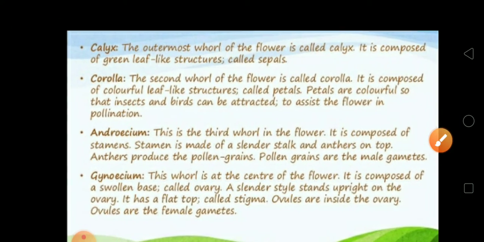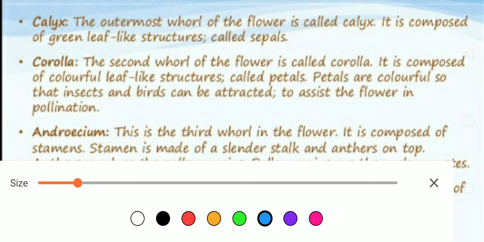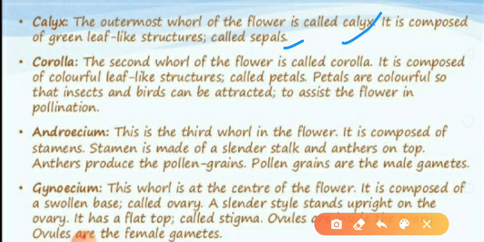The same thing that we discussed here. Outermost is calyx, we can say sepals, green leaf-like structures called sepals. Corolla, the second whorl of the flower, is composed of colorful leaf-like structures called petals, and petals are colorful so that insects and birds can be attracted, right, and assist the flower in pollination. Androecium is composed of stamens. A stamen is made of a cylindrical stalk, then the anther at the top, and the anther produces pollen grains, right? And the fourth one is gynoecium.